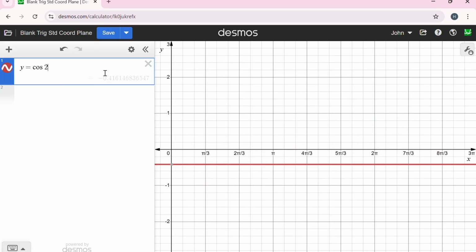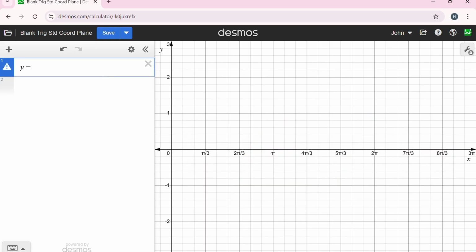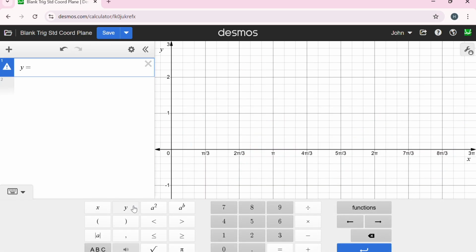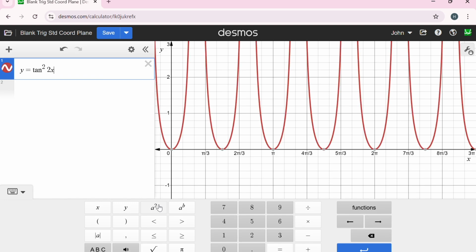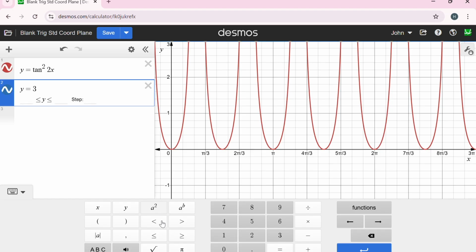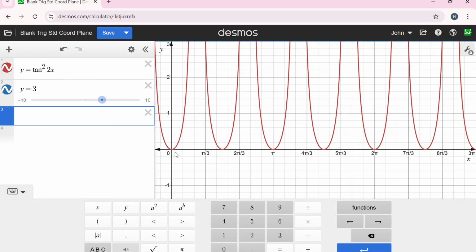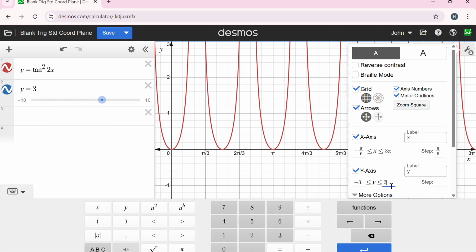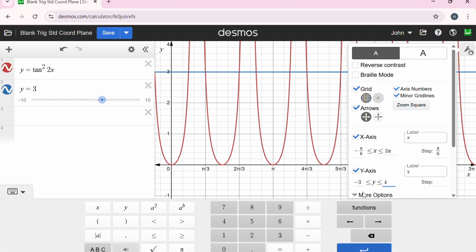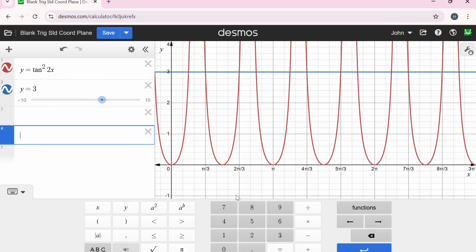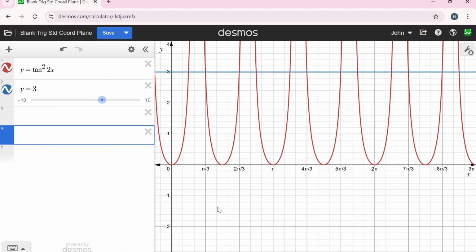Okay, number 3. We have tangent squared of 2x. Y equals tangent squared of 2x, and y equals 3. Let me increase my, there we go. Just adjusting my window on my graph.